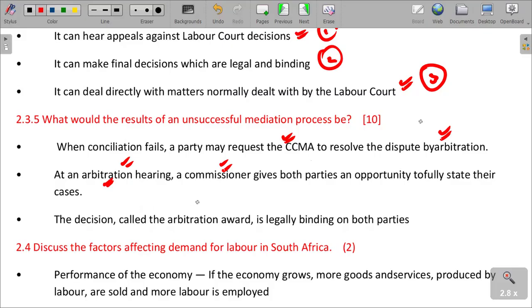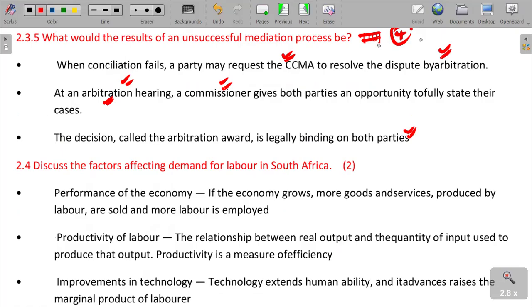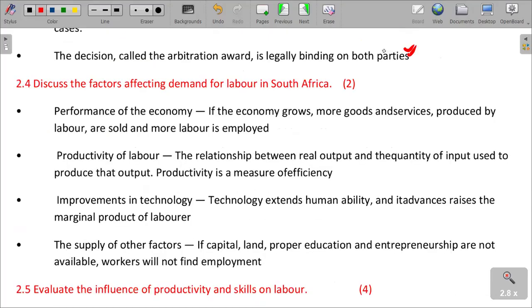And then the decision, called the arbitration award, is legally binding on both parties. That is what is going to happen there. So this is basically just 4 marks. You understand? So the CCMA is sought for arbitration, and a commissioner gives both parties chances to fully state their problems, and the decision called the arbitration award is legally binding, which is the final thing.